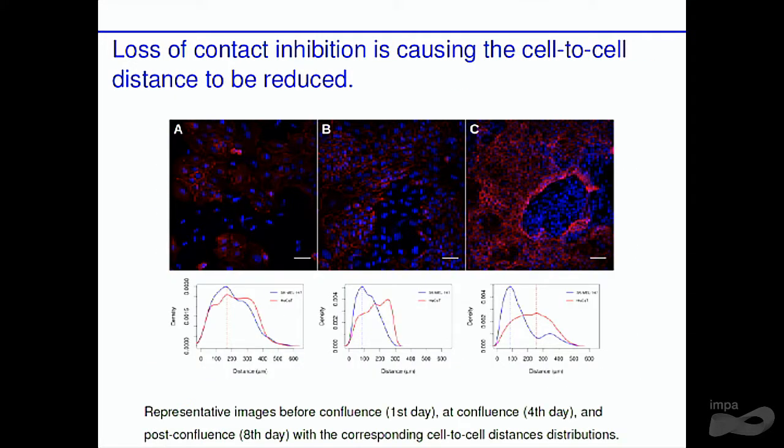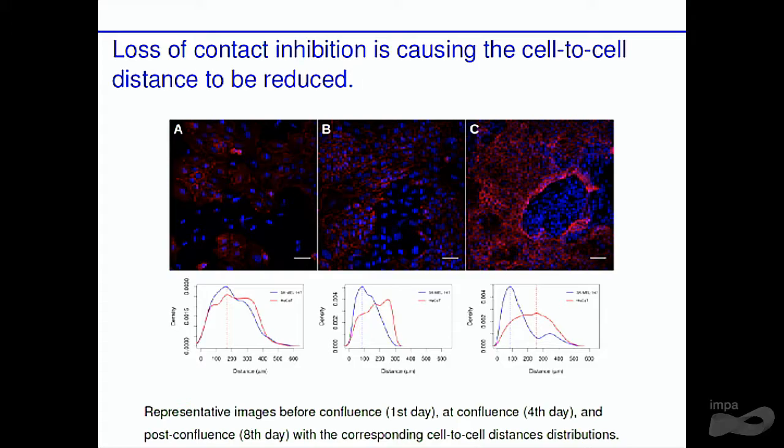So here is a sequence of images that we got experimentally. This is the first day, this is an intermediary day, the 4th, and this is the 80th day when we reached confluence. So here everything is well mixed. You see tumor cells, normal cells, and so on.